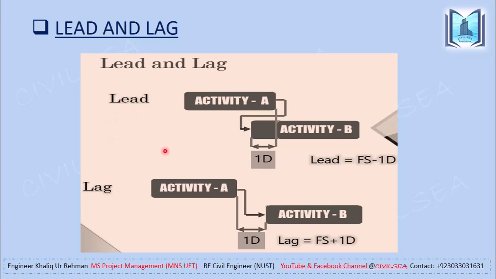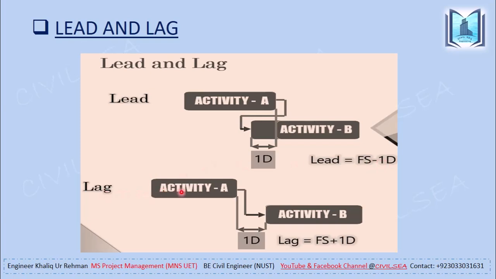lead and lag. This is activity A. Here is the finish point, and when activity A finishes, then activity B starts. But activity A finishes one day before the finish date. So the gap of one day that activity A finished earlier is called the lead. Here is the margin of one day that activity B can start one day earlier. So lead is equal to finish to start minus one day.